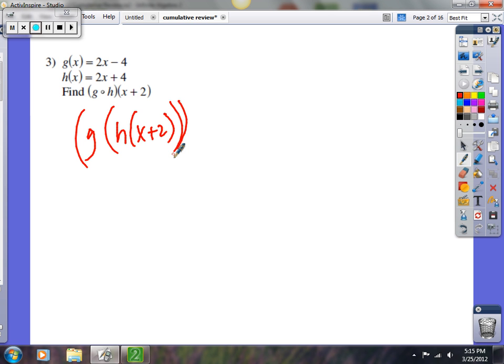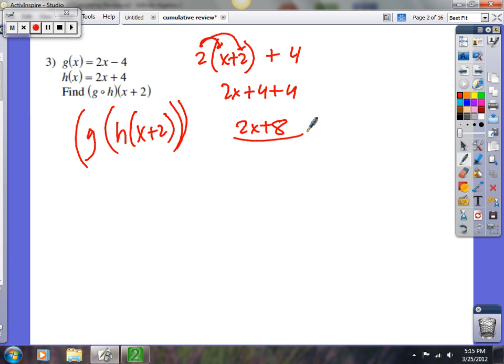So let's take this x plus 2 and plug it first into h. H says 2 times whatever you plug in, and then when you're all done with that, add 4. So with the distributive property, you're going to have 2x plus 4 plus 4. So you're going to have 2x plus 8.